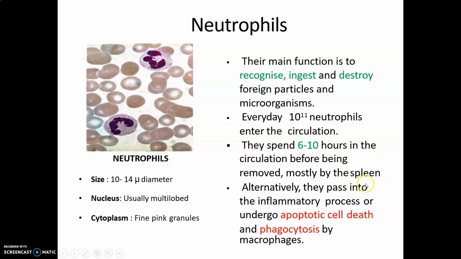Now, this spleen is a very important organ of the body, which is also called the graveyard of RBCs, because RBCs, after completing their lifespan of 120 days, move to the spleen where they die. Now, neutrophils have a size of almost 10 to 14 micrometer, and they have a nucleus which is usually multi-lobed. As you can see, it has many lobes. The cytoplasm shows fine pink colored granules as it belongs to the granulocytes. Now they pass into the inflammatory process, or they can undergo apoptotic cell death and phagocytosis by macrophages.